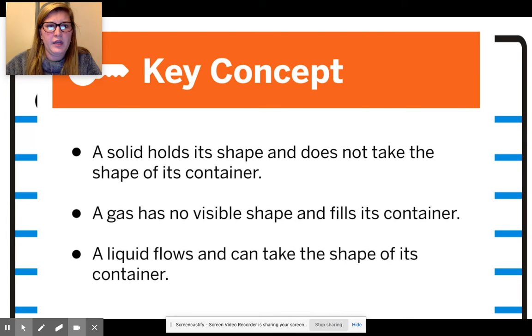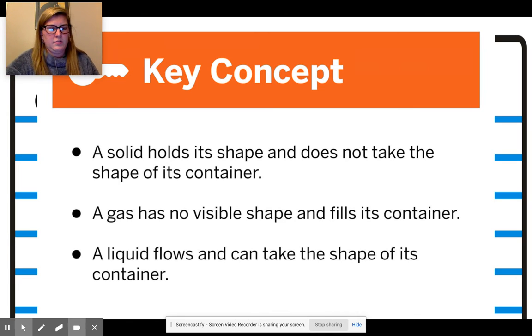Now, you're also going to add these key concepts onto the second page of your phase change unit notebook. Again, I will show you what that looks like in the next section if you forgot and need some help. But the first key concept we're learning here is that a solid holds its shape and does not take the shape of its container. So for example, my eyeglass case, right? Solid at room temperature. If I stick it in a container like this glass, it's not going to flow into the shape of that container. Or a better, smaller example would be this chapstick. That's not going to take the shape of that container, right?